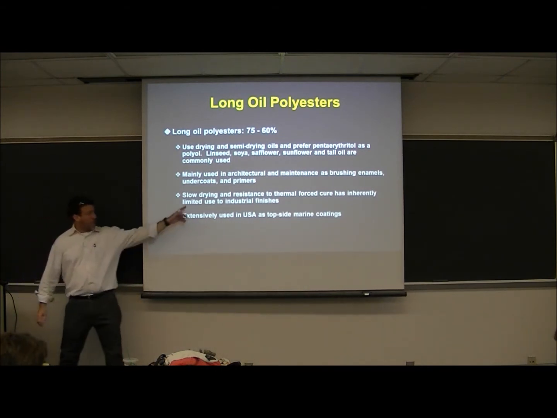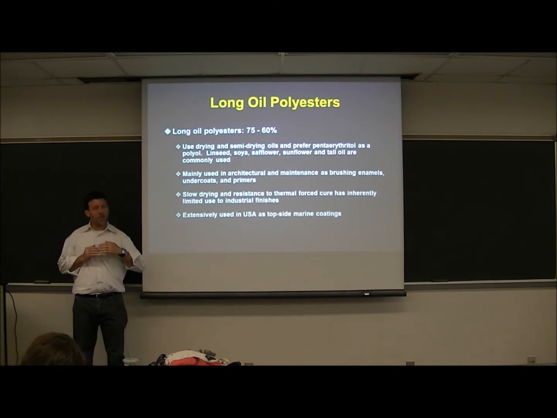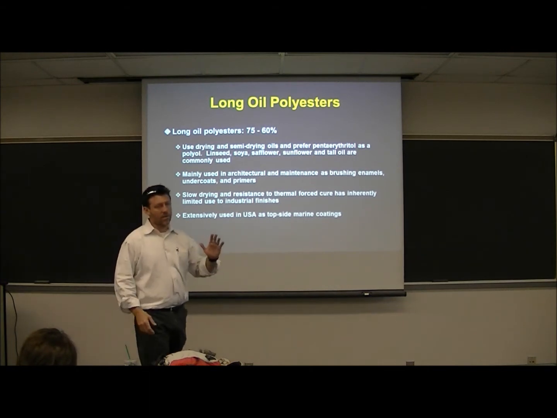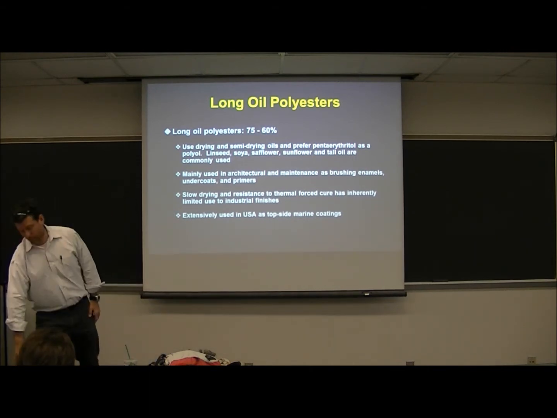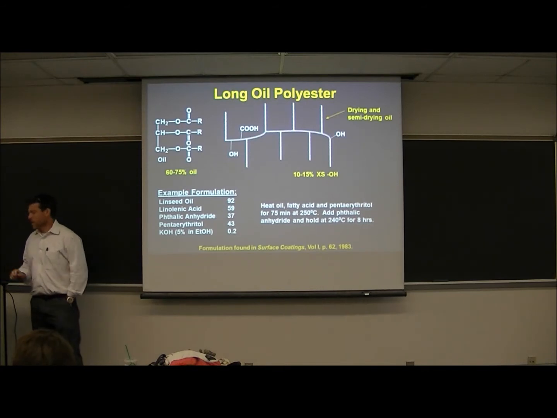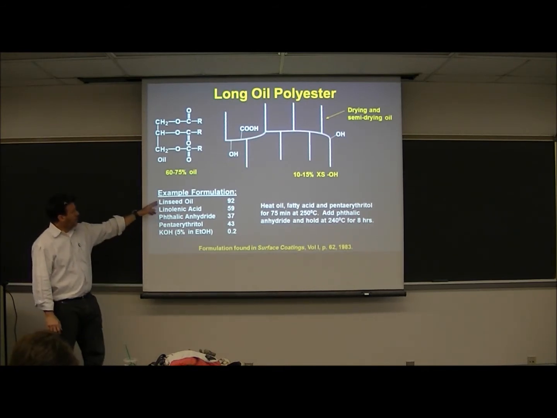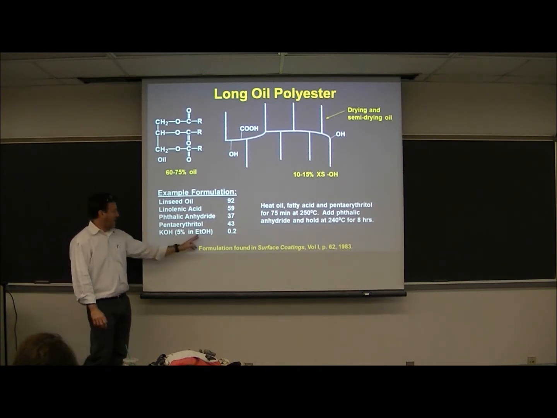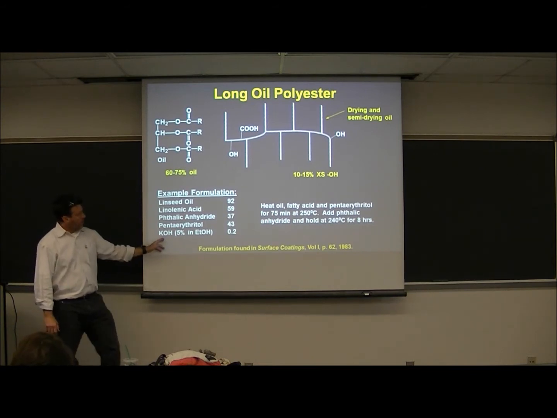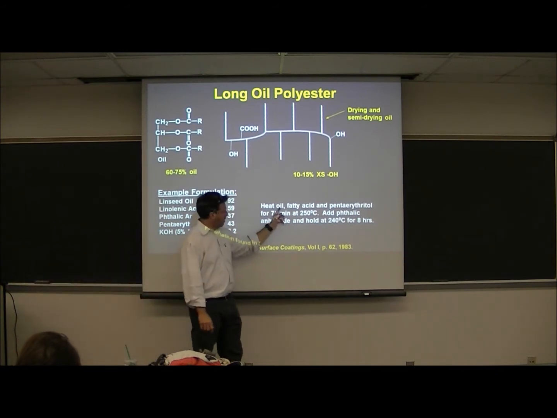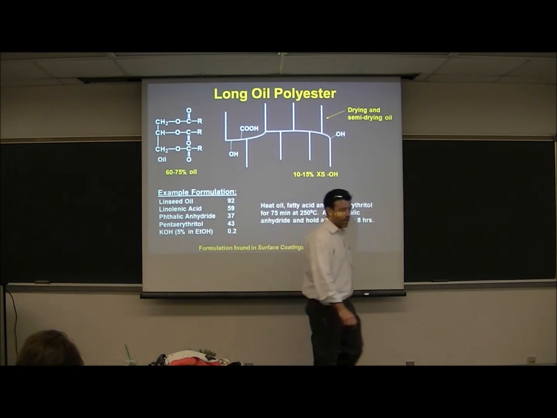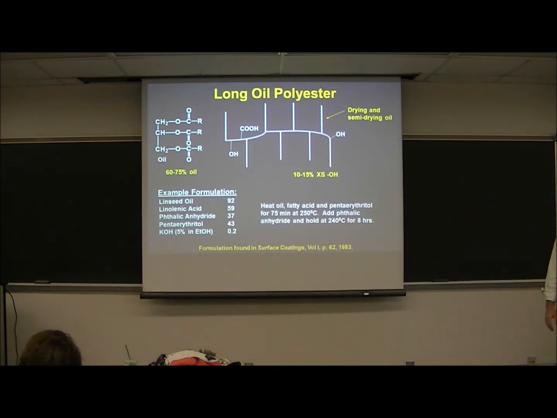So these are slower to dry, but we have an advantage. We're now going to increase the molecular weight. As we increase the molecular weight, it's more of a solid to begin with. And by dry, I mean it becomes a tack-free surface. This is the kind of formulation we would start with for long oil: linseed oil, linolenic acid, phthalic anhydride, pentaerythritol, and we just use an ethanolic KOH. This is kind of neat. This is real simple. Heat oil, fatty acid, and pentaerythritol for 75 minutes at 250 C. At the end of that period, you'd add the phthalic anhydride and hold at 240 for 8 hours. That's the cook instruction. Pretty simple.